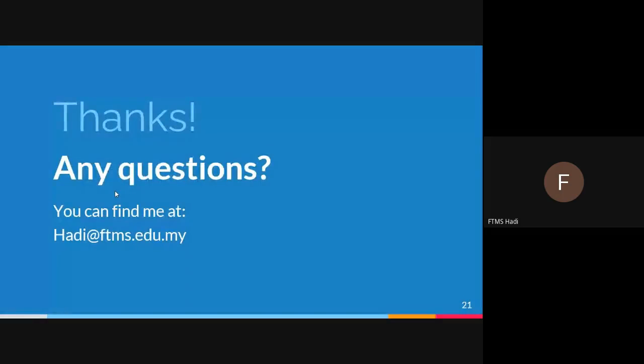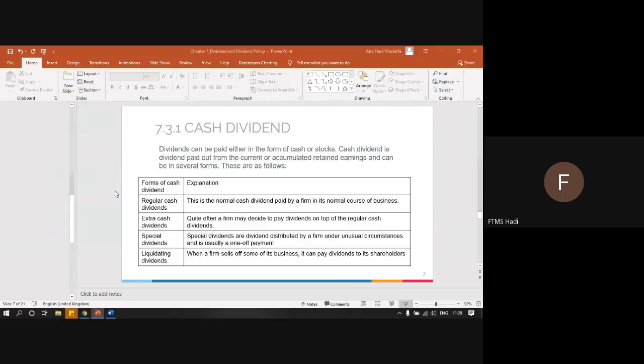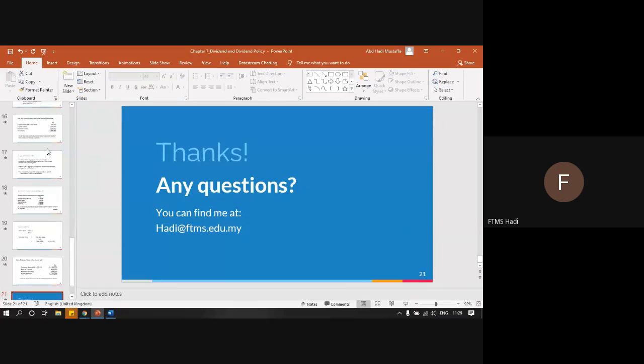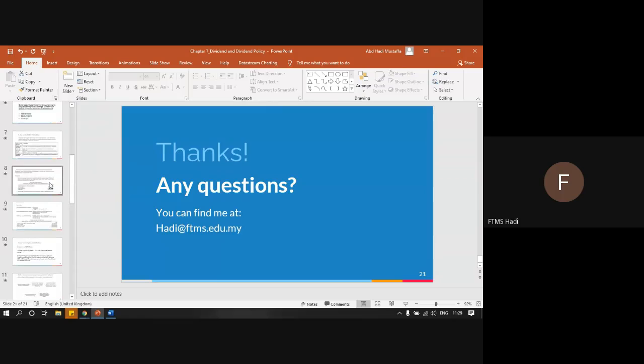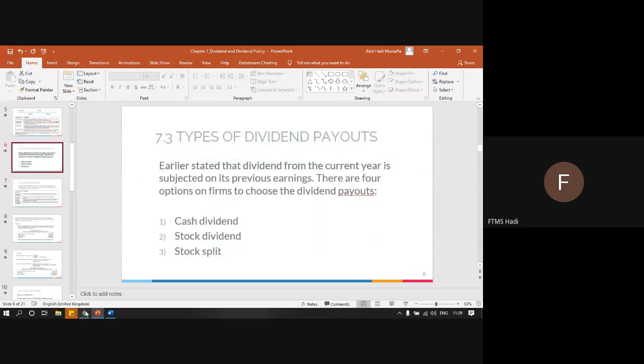So these are the 3 options that companies have when they want to issue payouts. Any question before we proceed to the calculation? Any questions so far?